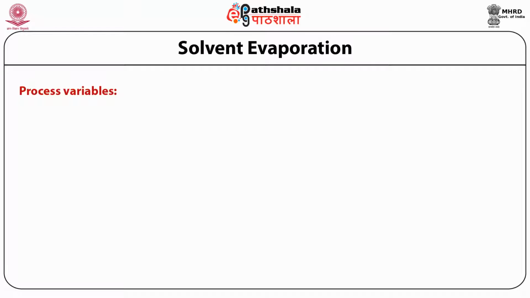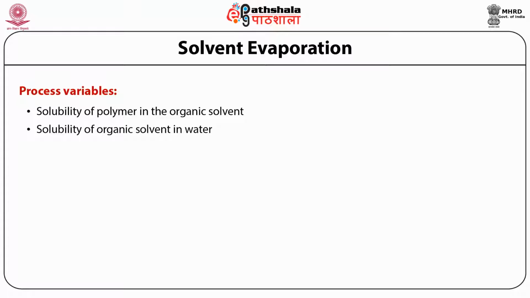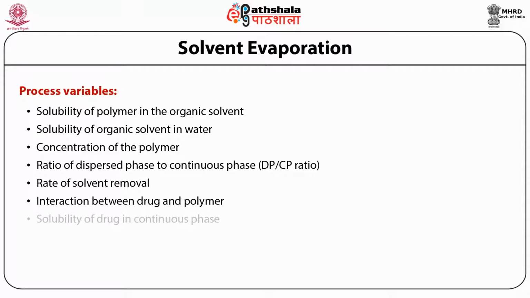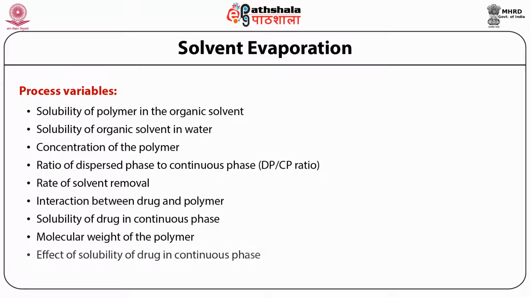Now the process variables which are important in the solvent evaporation technique are the solubility of polymer in the organic solvent, solubility of the organic solvent in water, concentration of the polymer, ratio of dispersed phase to continuous phase, which is known as the DPCP ratio, the rate of solvent removal, interaction between drug and the polymer, solubility of drug in the continuous phase, molecular weight of the polymer, and the rate of shear or rate of agitation which is used for the dispersion of the phases when two phases are mixed.